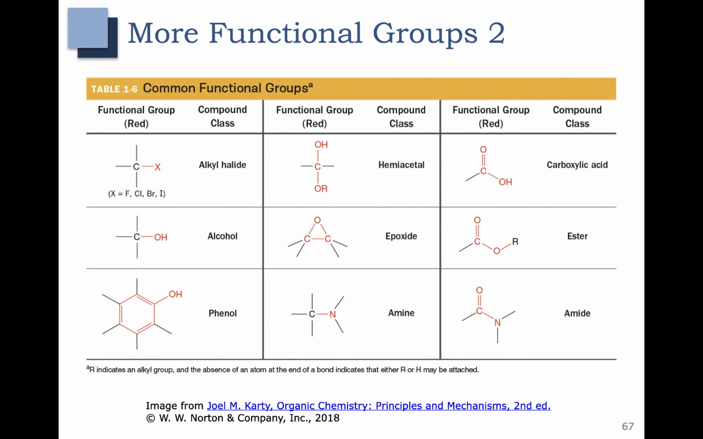This is the rest of that table. Of course, we went over the alkyl halide, the alcohol, the amine, the carboxylic acid, the ester, and the amide. We have not yet gone over the phenol, the hemiacetal, or the epoxide. And even with these 2 tables, this is just a very small fraction of the number of functional groups that exist. If you want to do a search online for functional groups, you can find a whole lot more. The ones that we went over are just the most common ones and the ones that you'll see most frequently throughout this course.